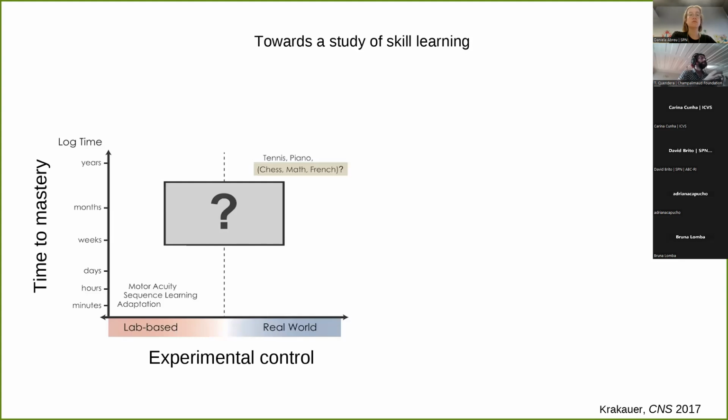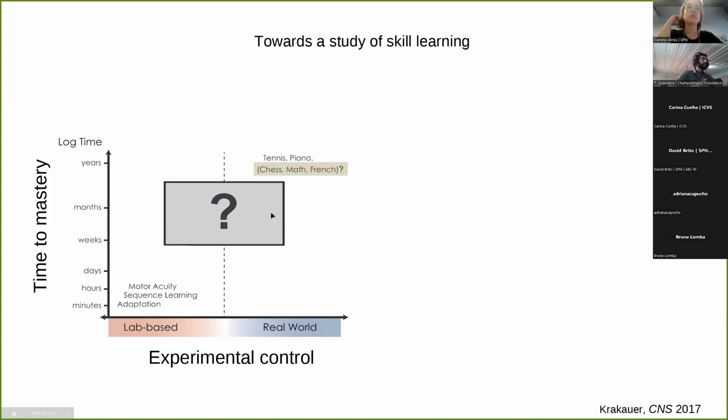So if we want to use the tools that we have at our disposal so far to study these problems, we can plot on this axis where we are. On one end, we have these very simple tasks that we can very elegantly model using the fundamentals of psychophysics. And on the other end of the spectrum, we have these very, very complex tasks like chess and math, learning how to speak French, which seem to be very, very hard to model using these simple techniques.